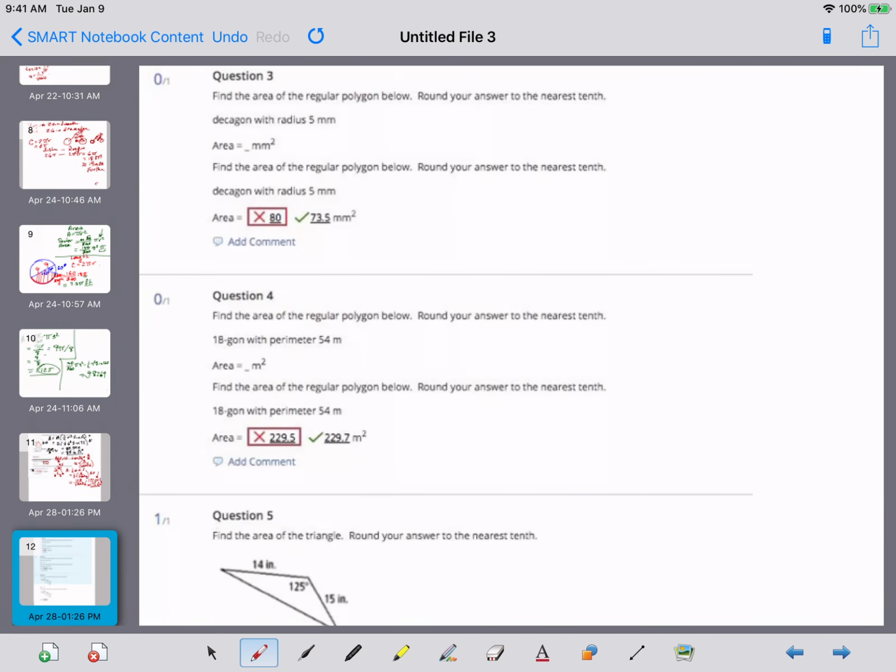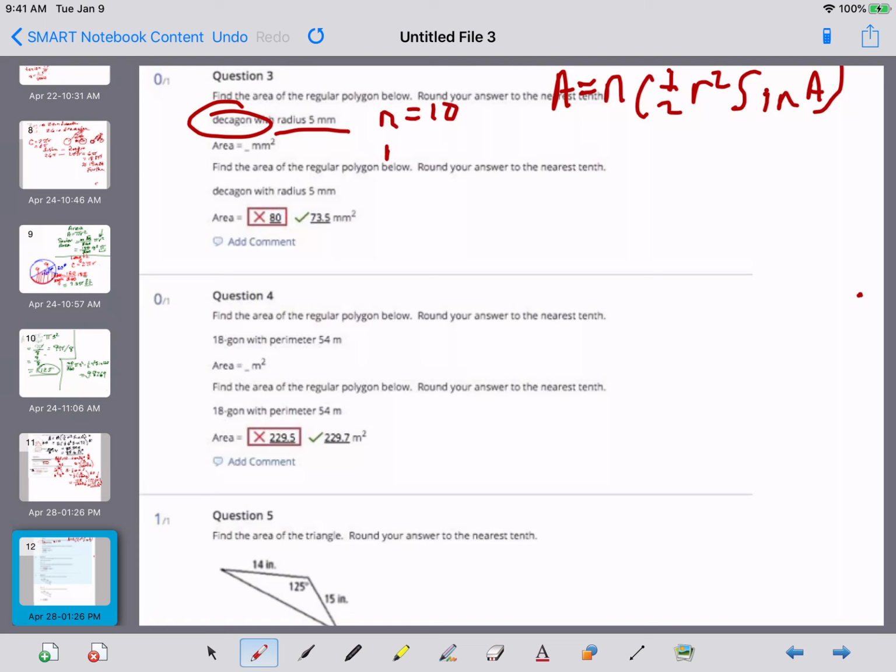Let's look at this next one. Now in question 3, find the area of the regular polygon below. Round your answer to the nearest tenth, and the radius is 5. We like radiuses. Whenever you have a polygon area given a radius, it has this equation: 1/2 radius squared sine of A times n. On this one, it's got a name: regular polygon. It's a decagon. That's a 10-sided figure, so n is 10. My radius is 5.